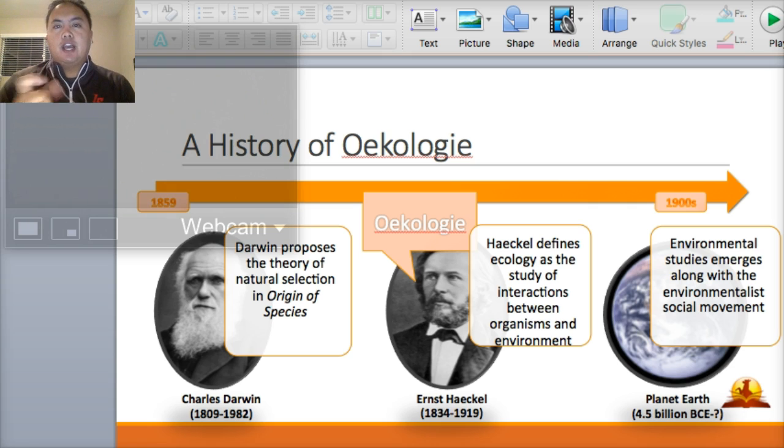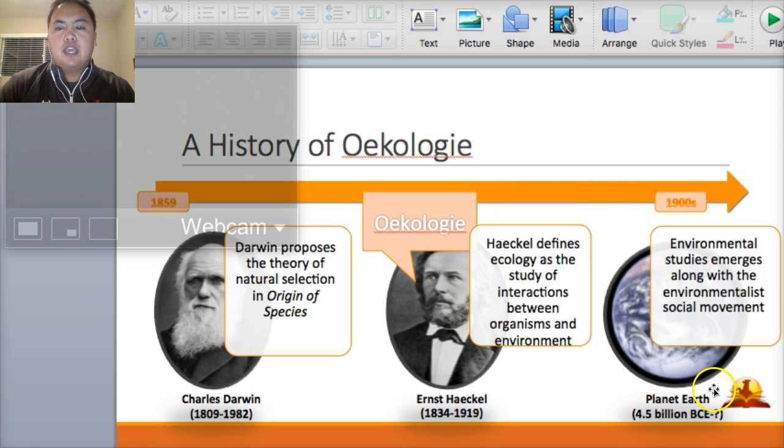Now, in the section you would have read a really brief history of this term called oikology, which is basically the term that ecology came from. First of all, in terms of a timeline, Charles Darwin, who you should have studied before in biology, proposes the theory of natural selection and the origin of species. Ernst Haeckel gets the title of father of quote-unquote ecology. He defines ecology as a study of interactions between organisms and their environment. The reason why we have Darwin here is because Haeckel is the one that recognized and developed and defined that there is a relationship between ecology and the natural selection that Darwin is famous for.